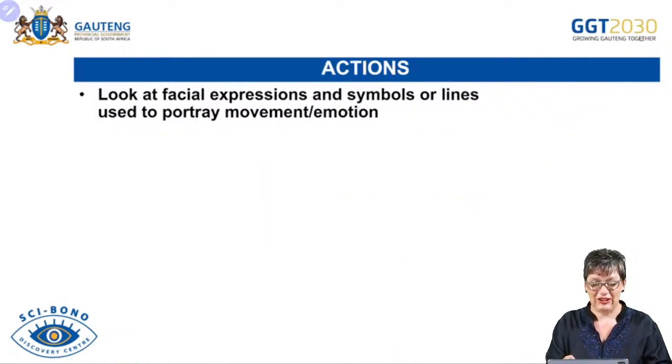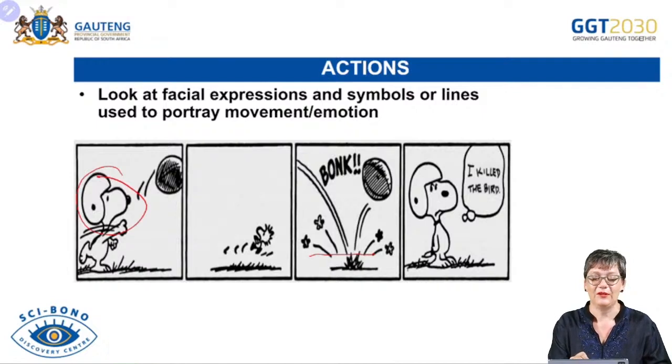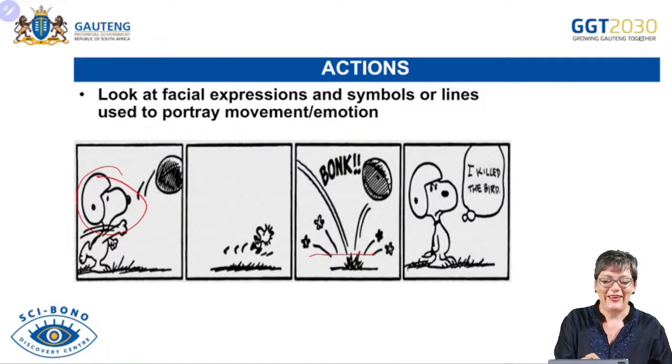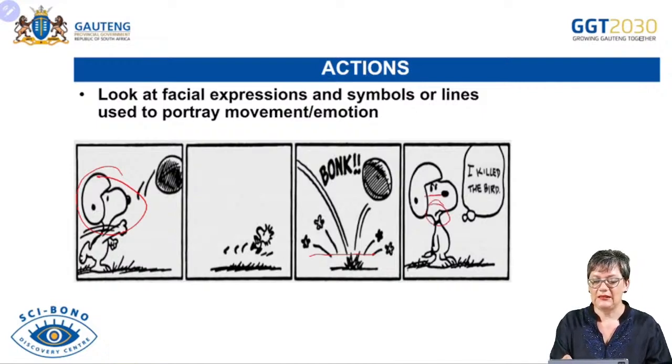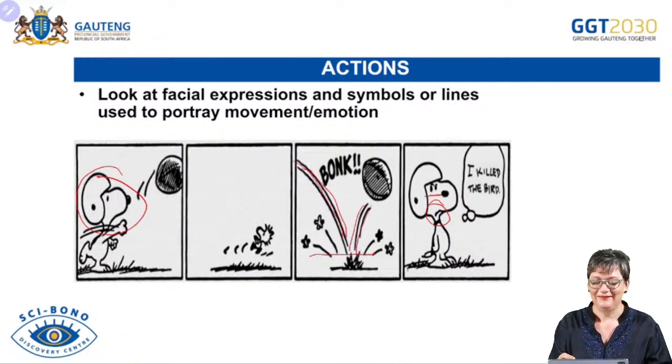Right, let's look at actions. Now, there's two things you'll have to look at. You'll have to look at their facial expression, and you'll have to look at lines or symbols to show movement or emotion. So let's look here. We can see here in the last frame, look at his little eyes and his mouth. He thinks he's killed the bird. Can you see this is a thought bubble? It's got rounded edges. So he's thinking this. Right. Can you see these movement lines, how brilliantly it has been done?